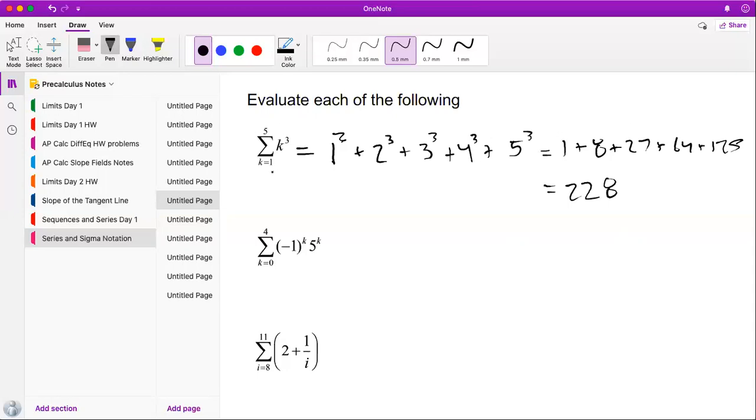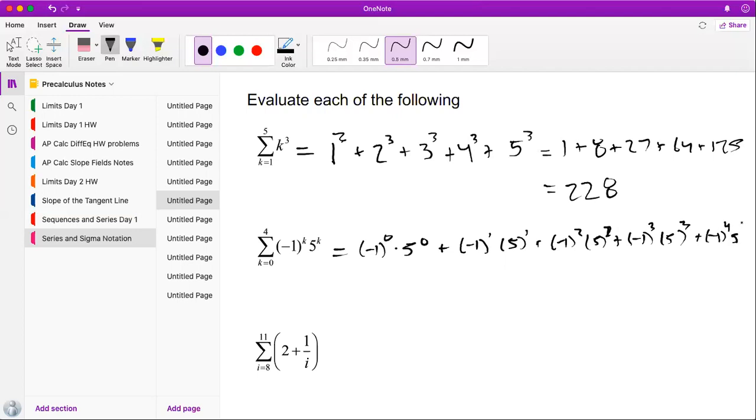Again, it's the same process. You just plug the index in and you keep going up until you get to the top number. This time the index starts at 0, which is fine. It can start wherever you want it to. So we get (-1) to the 0 times 5 to the 0, plus (-1) to the first times 5 to the first, plus (-1) to the second times 5 to the second, plus (-1) cubed times 5 cubed, plus (-1) to the fourth times 5 to the fourth.